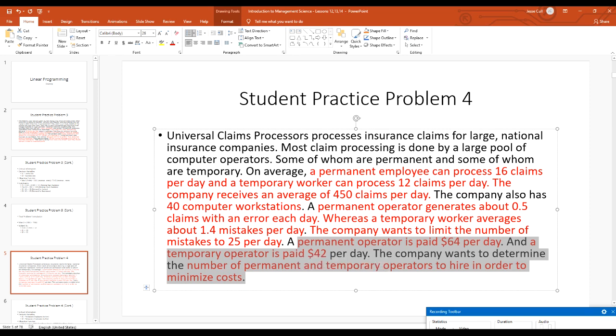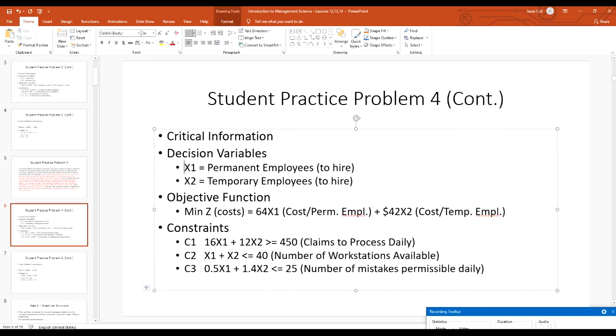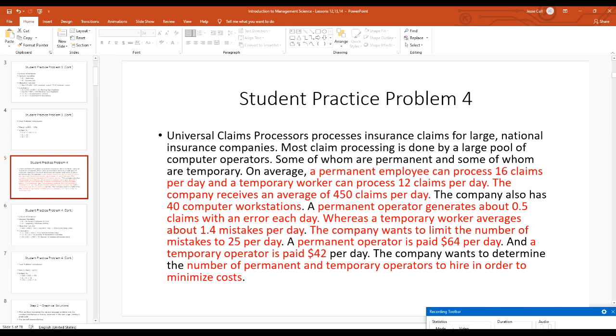So, our decision variables we can find in the very last sentence: the number of permanent and temporary operators to hire. So our decision variables become permanent employees to hire and temporary employees to hire. The objective function involves relating the number of permanent employees and the number of temporary employees to our ultimate goal, which is minimizing costs. The cost of a permanent employee is $64 per day. The cost of a temporary employee is $42 per day.